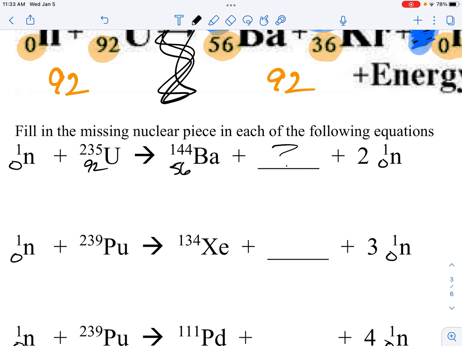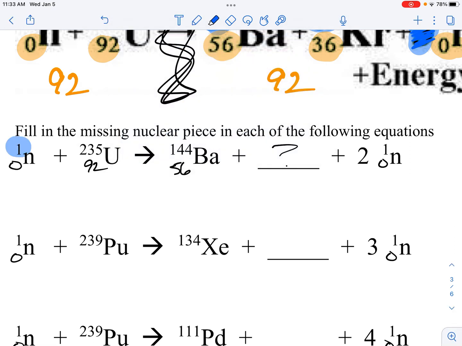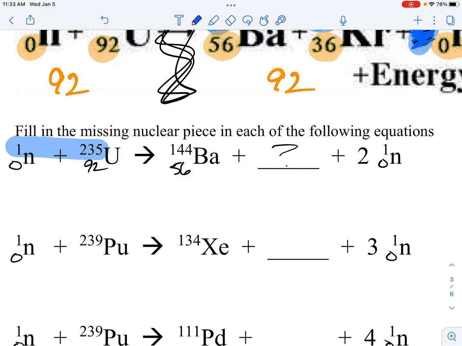And remember that all the numbers in the top left have to equal all the numbers in the top right, and all the numbers in the bottom left have to equal all the numbers on the bottom right. So obviously I've got 1 and 235, that gets me 236, just like I did before. So then I've got 144 and then a question number. I don't know what that is going to be. That's what I'm going to have to figure out.